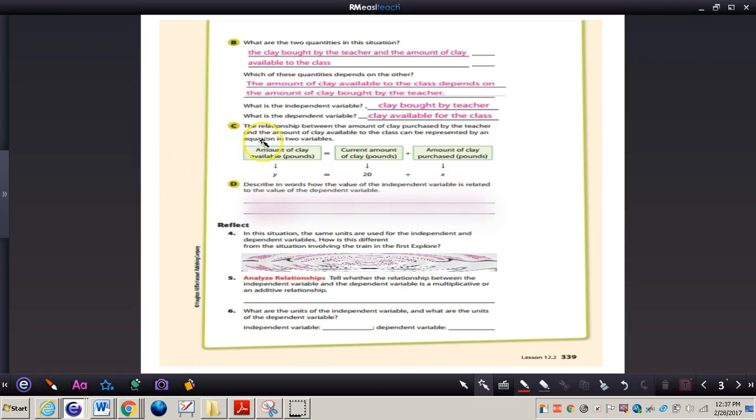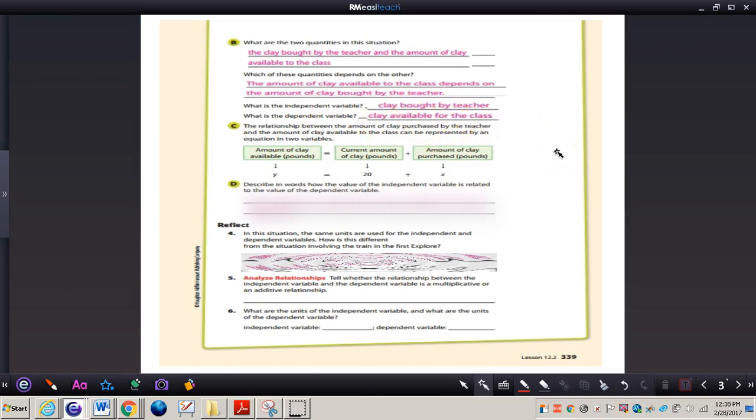And we know that because as the clay bought by the teacher increased, the clay available for the class also increased as well. Okay, so we can see that the teacher bought 10 pounds of clay for the class, which also increased the clay available for the class. So since the clay bought by the teacher increased, it made the dependent variable increase as well.